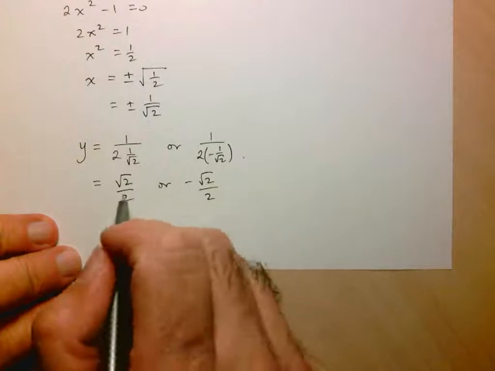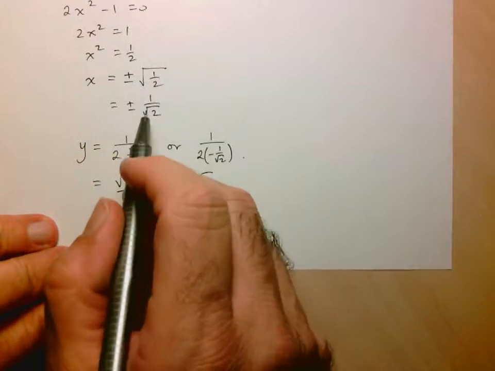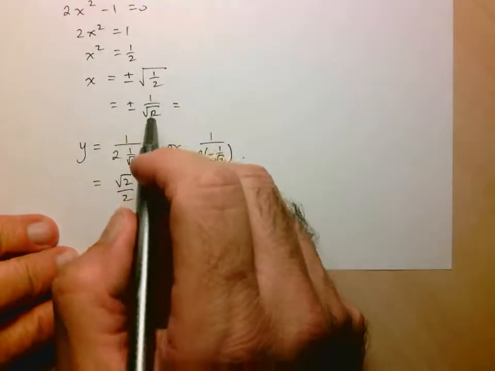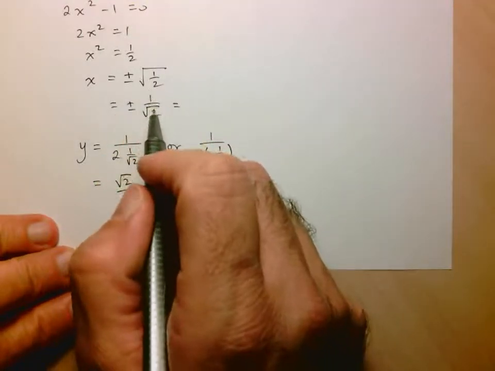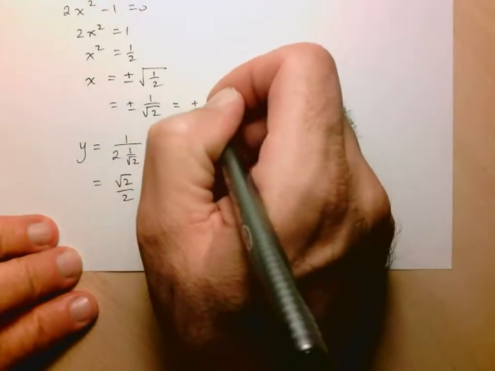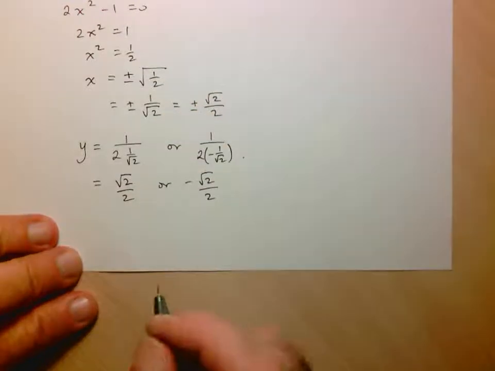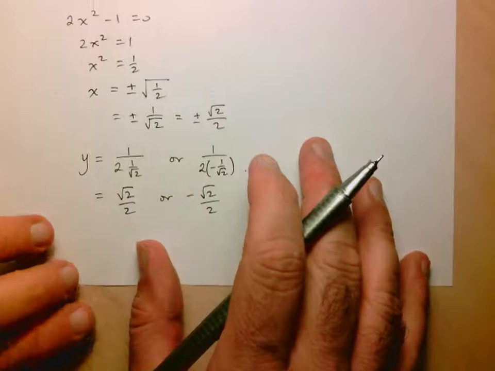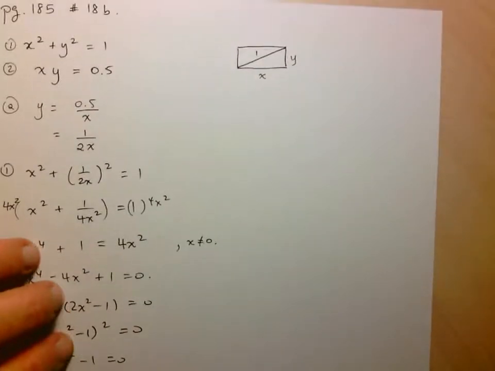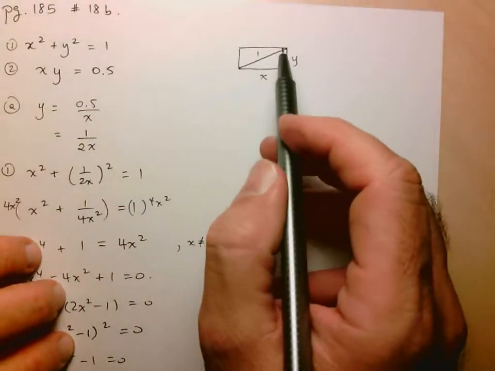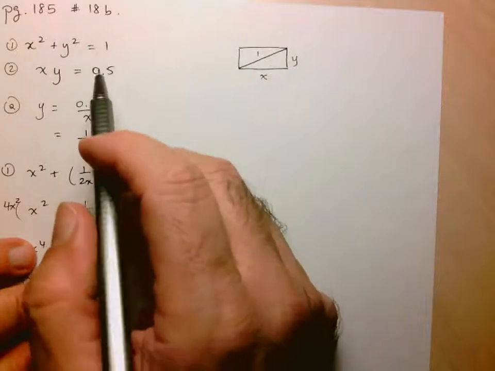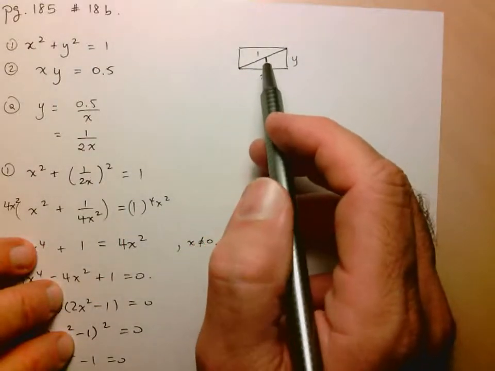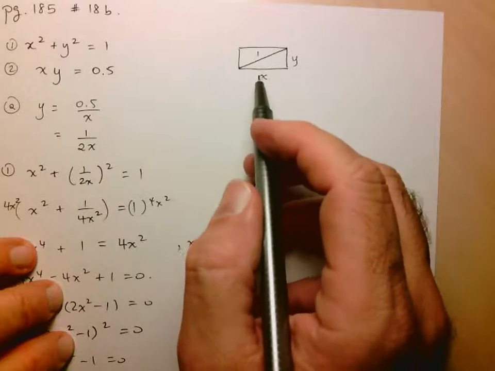But take a look at these expressions for y and that expression for x. If I rationalize the denominator and multiply numerator and denominator by root 2, what do I get? Just positive or negative root 2 over 2. So looking at it as a geometry problem, the rectangle with area of 0.5 and diagonal of 1 is actually a square with side lengths 1 over root 2.